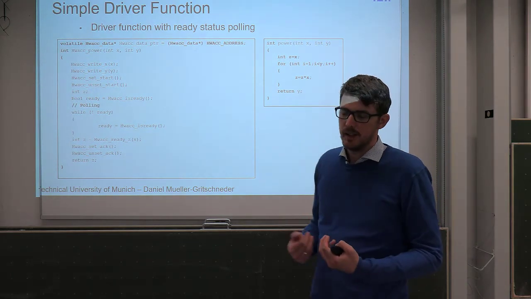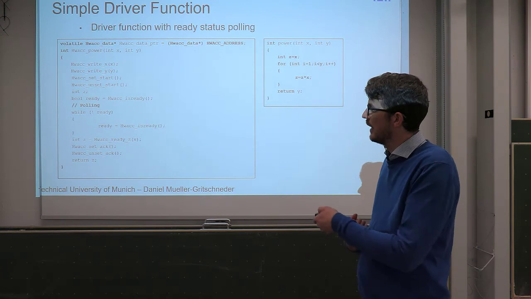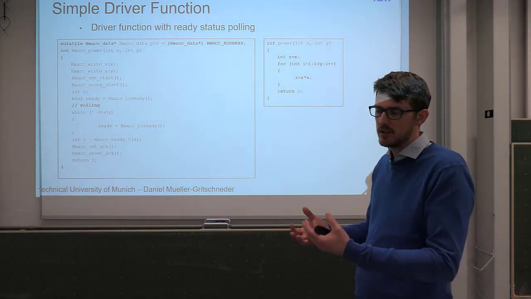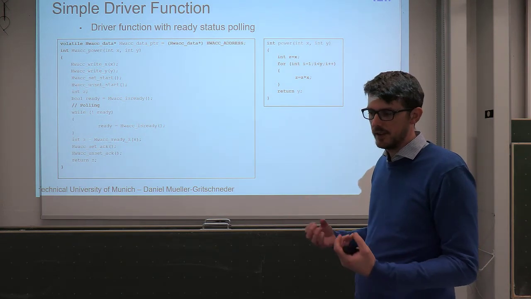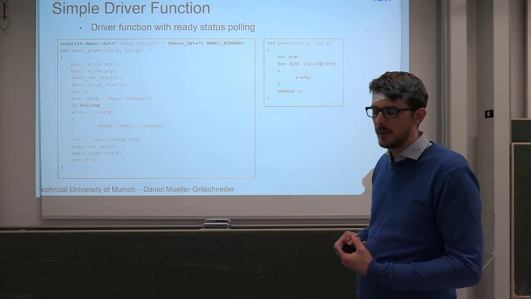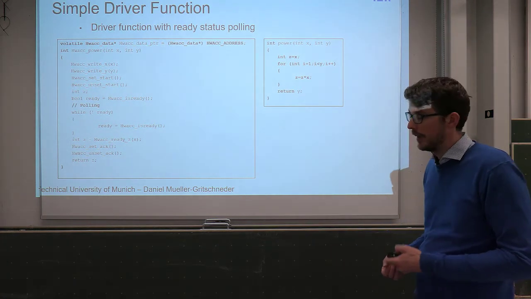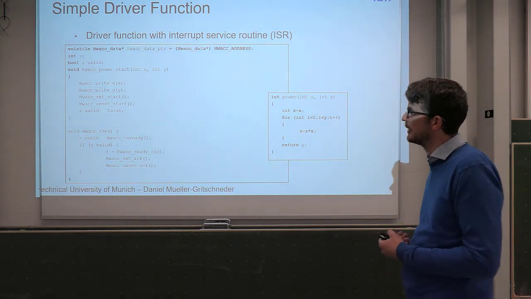Now, of course, this polling is not very intelligent, because here the CPU is just busy waiting for the device to get ready, but actually the nice thing of having an accelerator and a processor is that the processor can do something else while the accelerator is working. So now we have to have another method to do it. And one would be that we put in an interrupt.